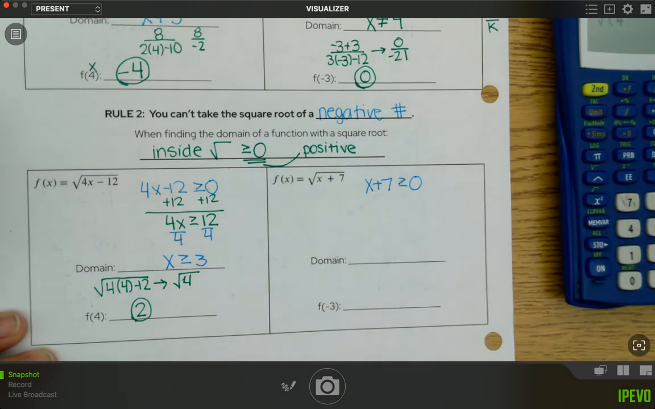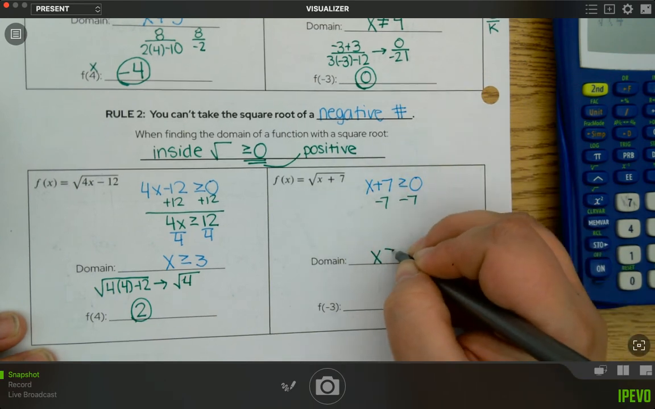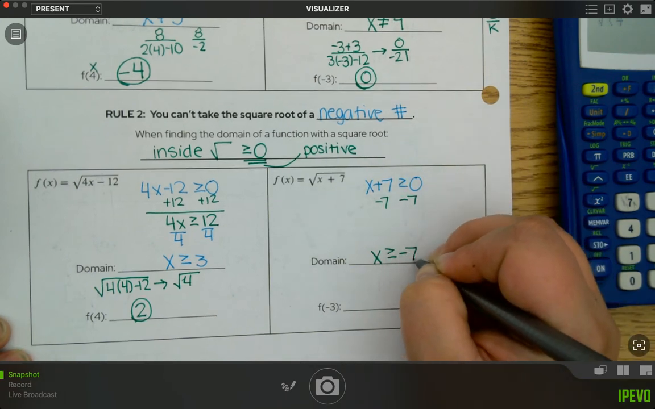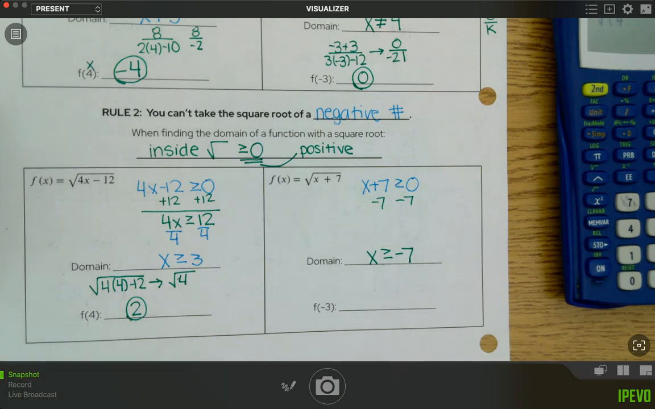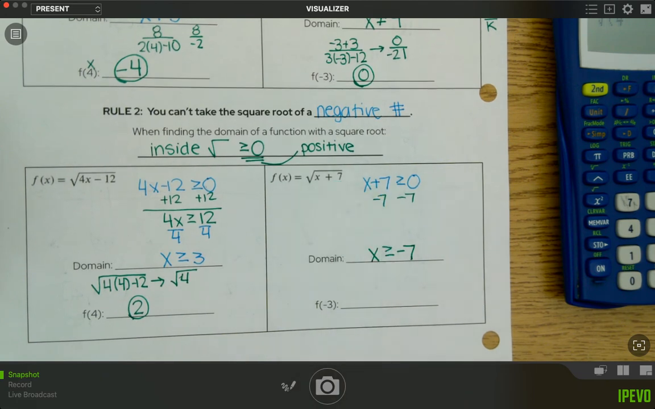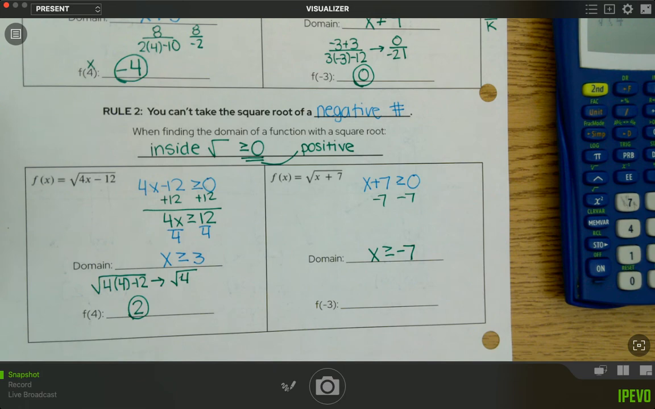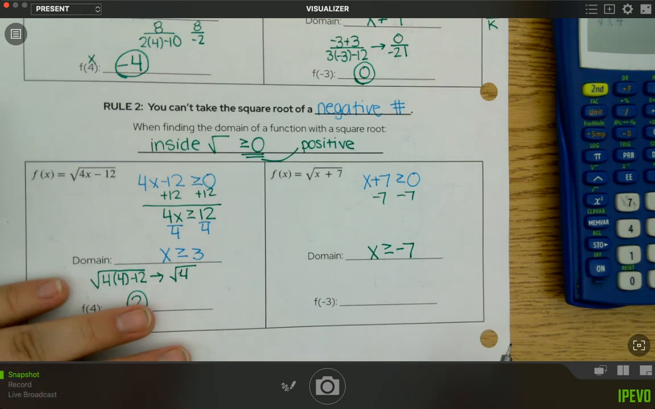And then you're going to subtract that 7 to the other side. So we end up with x is greater than or equal to negative 7. So it's okay to plug in a negative number, like negative 7, because negative 7 plus 7 is 0. You can take the square root of 0. Or you can plug in negative 5. Negative 5 plus 2 is negative 2. Or sorry, 2 is 2. You can take the square root of 2. It's going to be a decimal, but you can still do it.